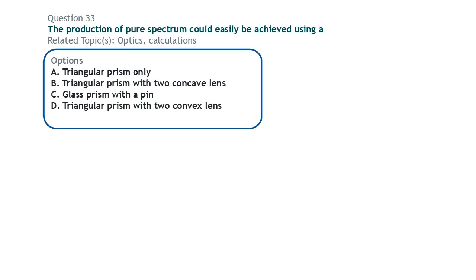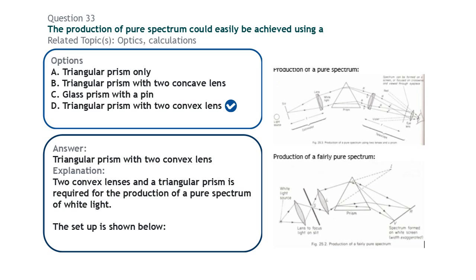Next on optics: the production of a pure spectrum could easily be achieved using, to produce a pure spectrum of white light, you are going to need a prism and two convex lenses. This is the illustration here. This diagram is the experimental setup to produce a pure spectrum of light. As you can see in this diagram, we have a rectangular prism and two convex lenses.